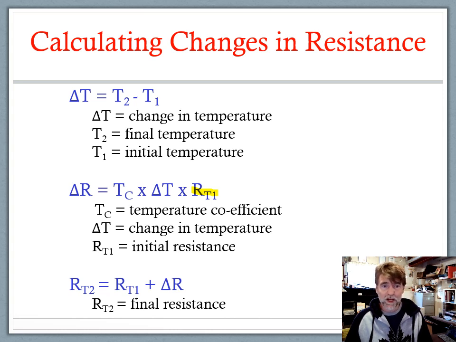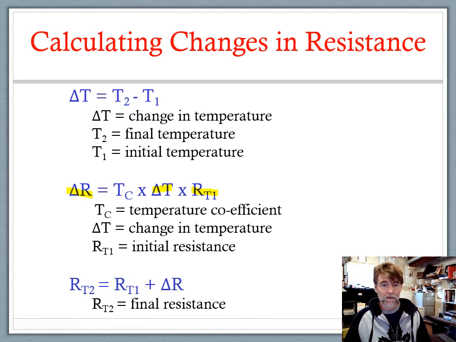We need to know what the change in resistance is. So here's where the positive and negative value of delta T comes into effect. If delta T is positive, if the temperature went up, then all of this will be positive and delta R will be positive. The resistance will go up. But if delta T is negative because the temperature went down, then delta R will be negative as well. So that's the second equation.